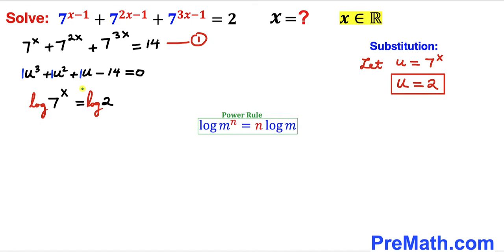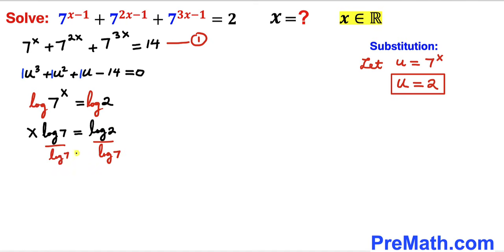And we are going to apply this rule on the left hand side of this equation. So therefore we are going to drag this x all the way to the very front. So therefore we can write x times log of 7 is going to be equal to log of 2. And now I'm going to divide both sides by log of 7 to isolate x. This is gone. So therefore our x is going to be equal to log of 2 divided by log of 7.